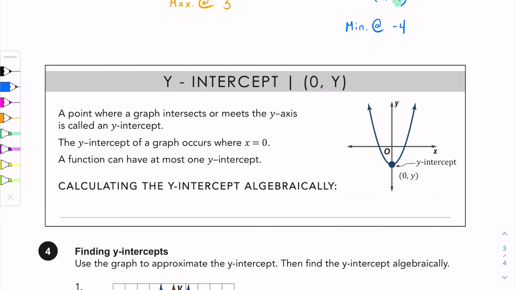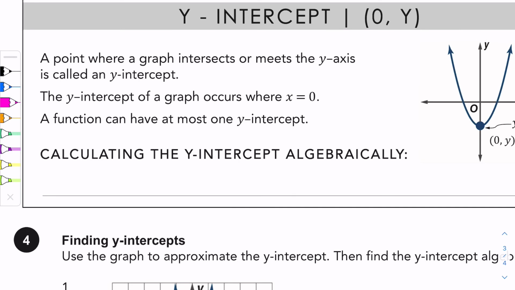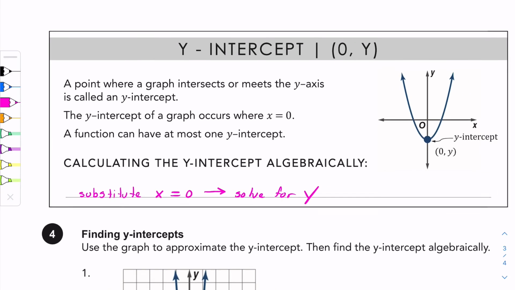Like we earlier mentioned, the y-intercept is where the graph crosses the y-axis. And if you are calculating the y-intercept, then you need to substitute 0 in for x and solve for y. If your function is in standard form, then your y-intercept is the constant value. That's just a helpful tip on these problems.